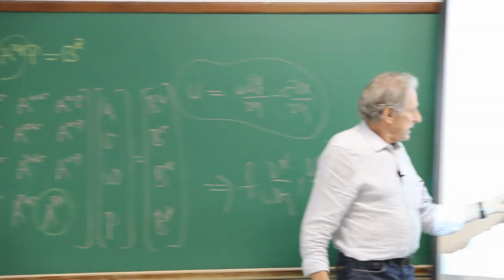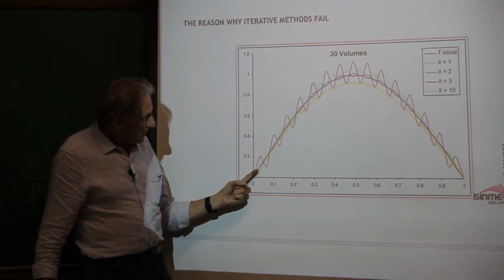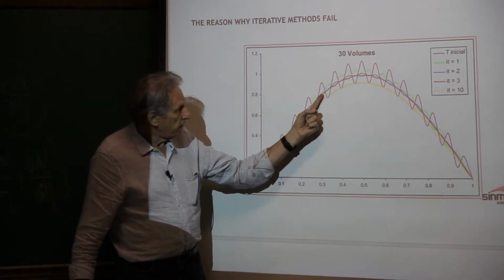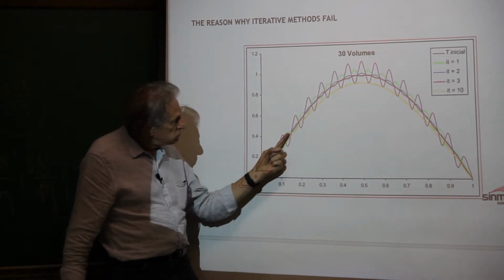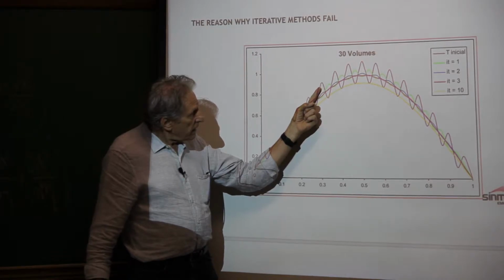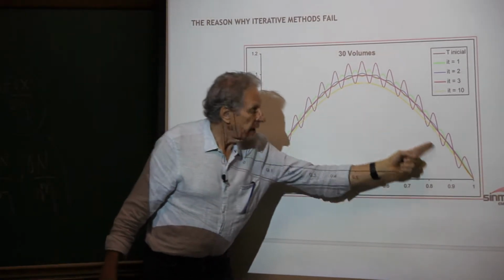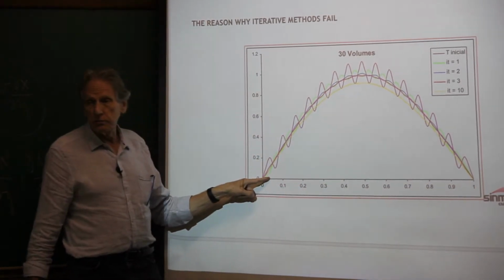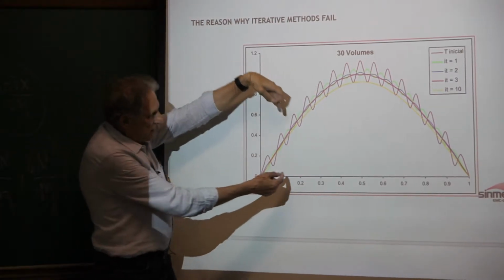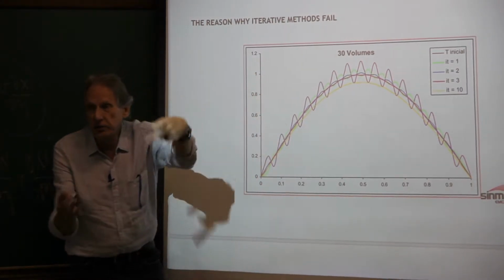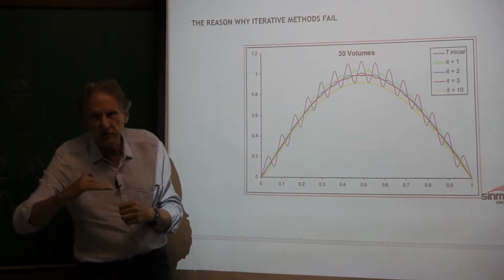This purple curve. And then see, the first iteration is the green, and the second iteration is already blue, and after 10 iterations we are up here, and this is what I want to reach. So this magnitude is the error in my solution compared with my exact solution.